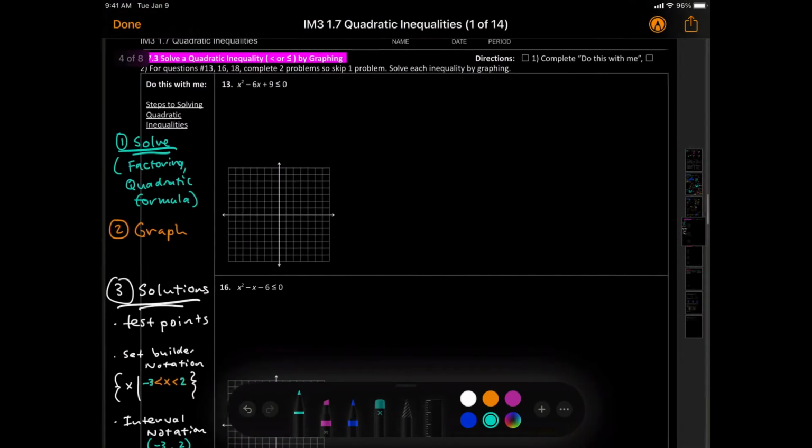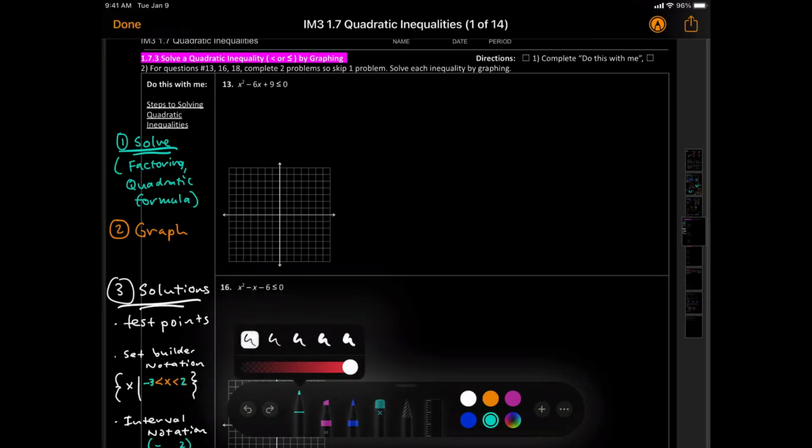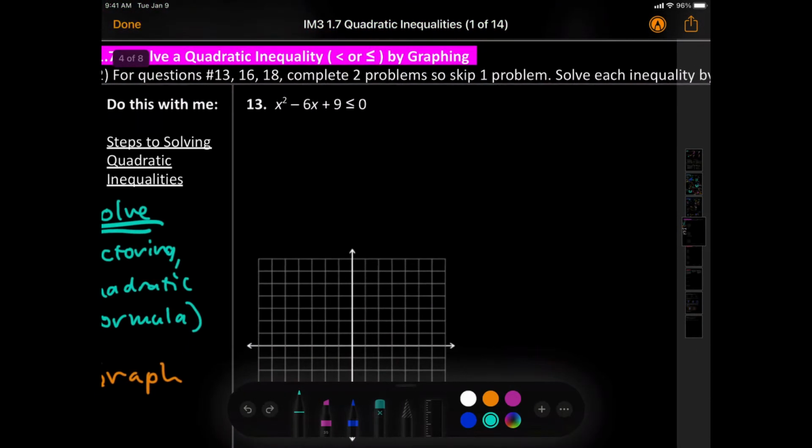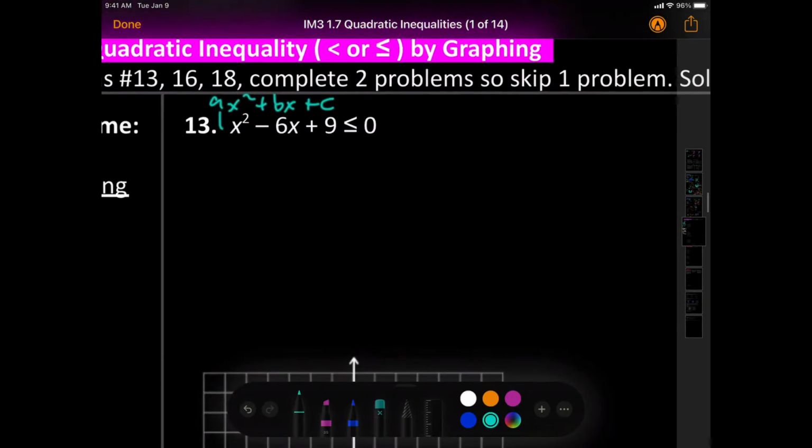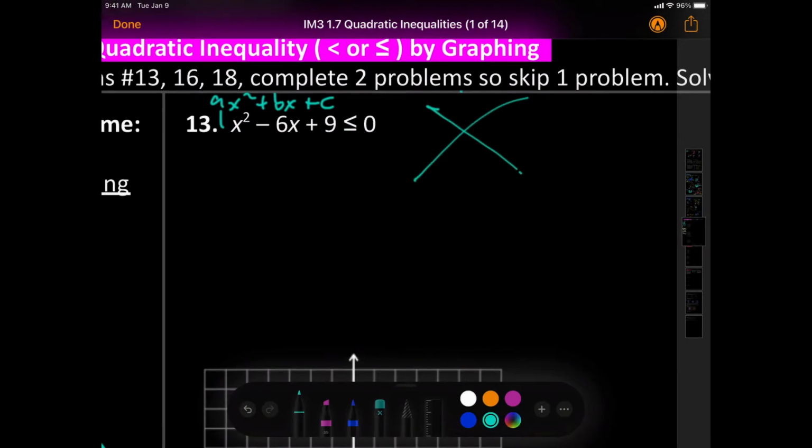Okay, so let's go ahead and try number 13. Let's go ahead and solve this. The easiest way of solving is hopefully by factoring. So let's see if we can factor this one here. ax squared plus bx plus c. I got my a times c, which is 9. B value is -6. Okay, my two numbers are going to be -3 and -3.